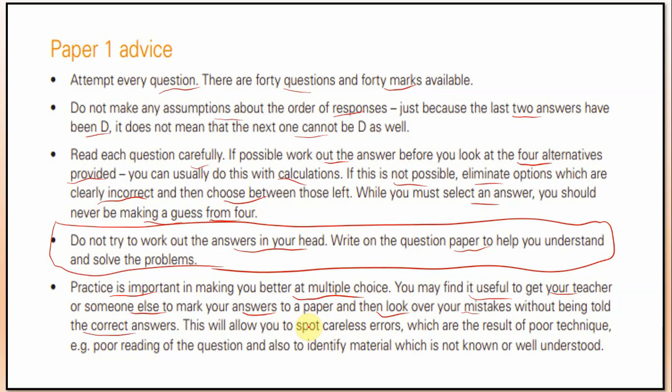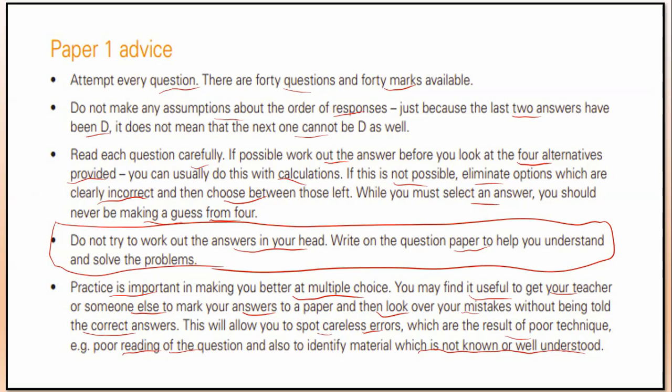This will allow you to spot careless errors, which are the result of poor technique, for example poor reading of the question. You have to read the question properly. It also helps to identify material which is not known or well understood. This will help you a lot. So these are some techniques, skills and advice for you for paper 1.